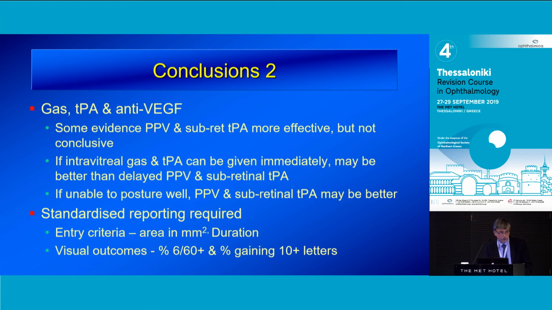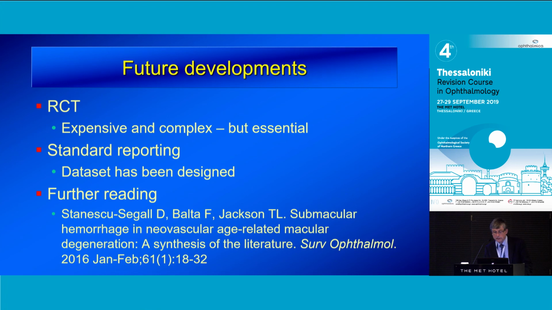If anybody is involved in treating these patients, I would encourage you to try to standardize the reporting a little bit so that you measure the size of the hemorrhage and report the visual outcomes clearly as well. There's going to be a randomized controlled trial, which is funded by Euretina. We've got €2 million for that, and that should be starting within the next year or so. And if you want to read any more about this, there's a very good review article in Survey of Ophthalmology. The reference is up there.